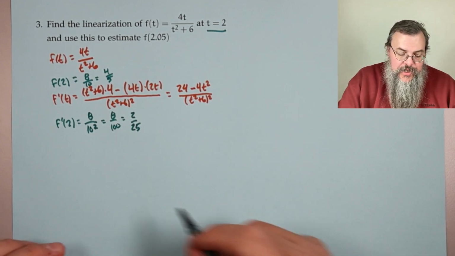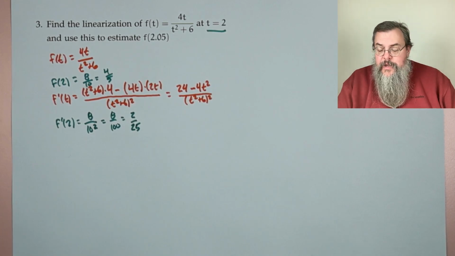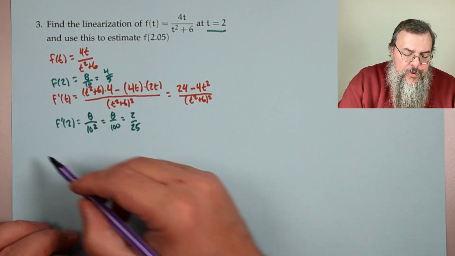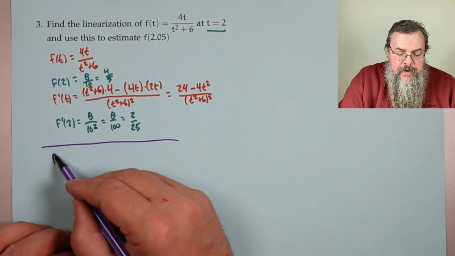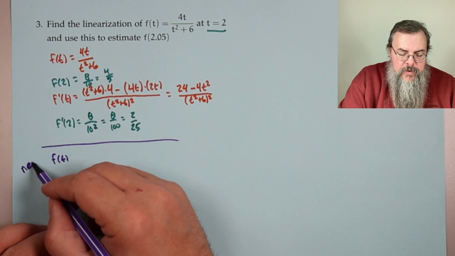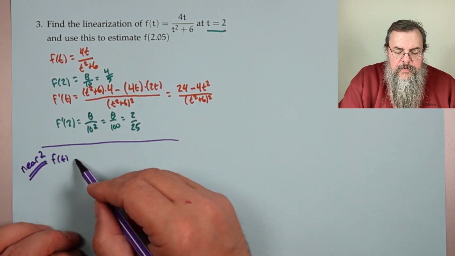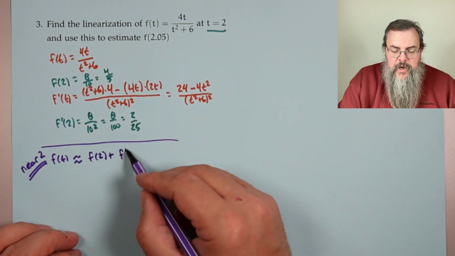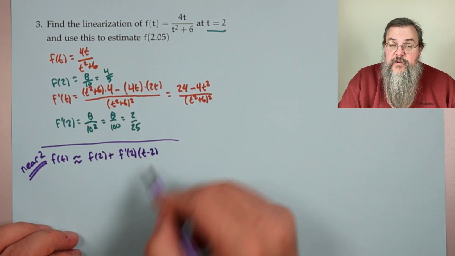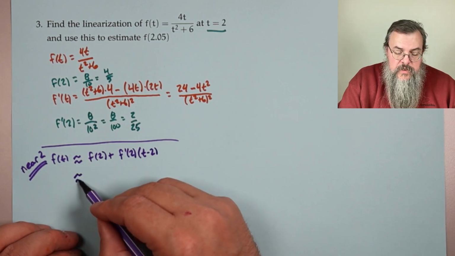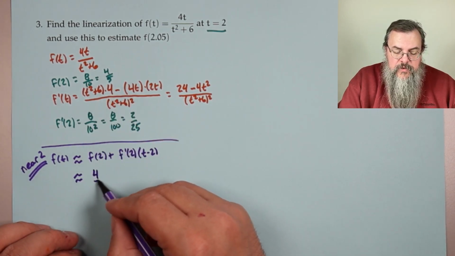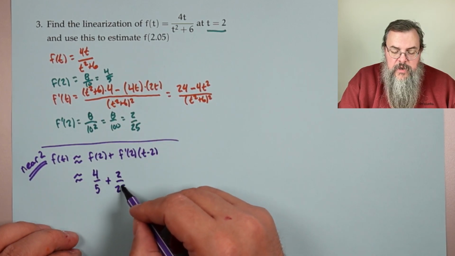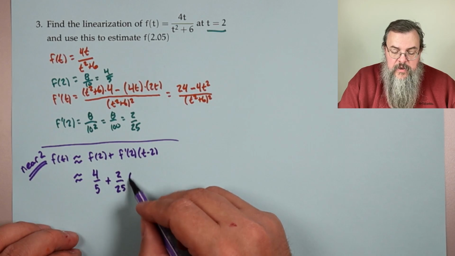our linearization, what will that look like? Well, now that we have our function and our derivative at the point we're interested in, we put it together. We say, okay, so f of t, and we'll just make a note here to the side, this is near 2. f of t is approximately f of 2 plus f prime of 2 times t minus 2. Well, so that's approximately 4 over 5 plus 2 over 25 times t minus 2.